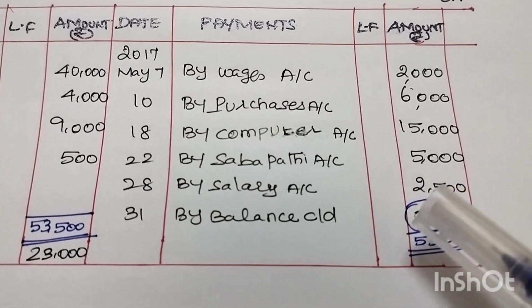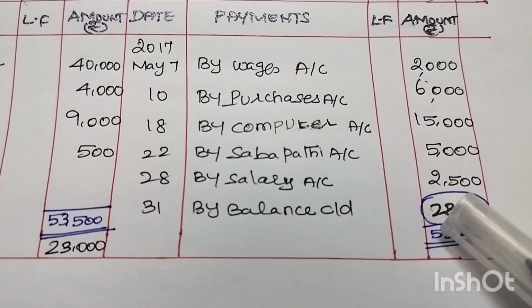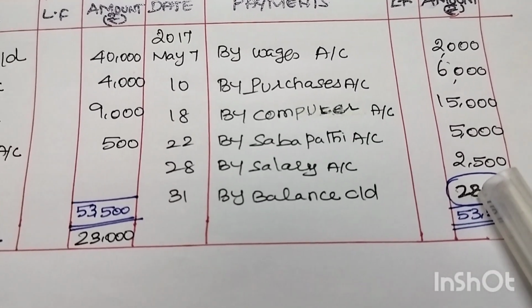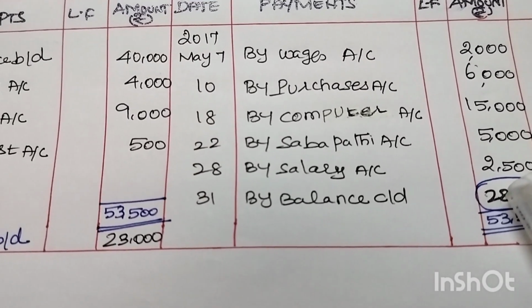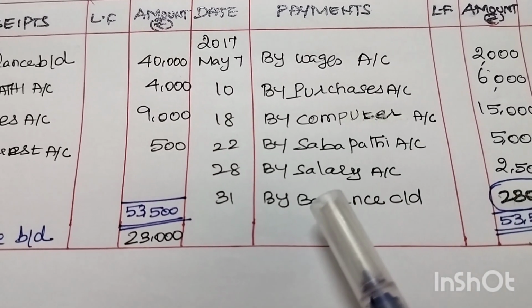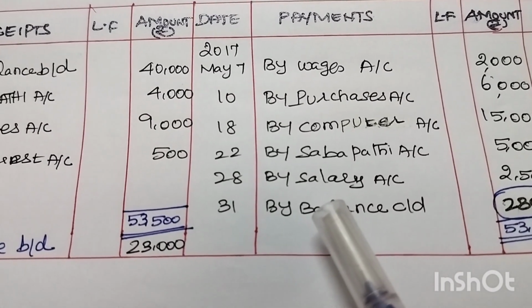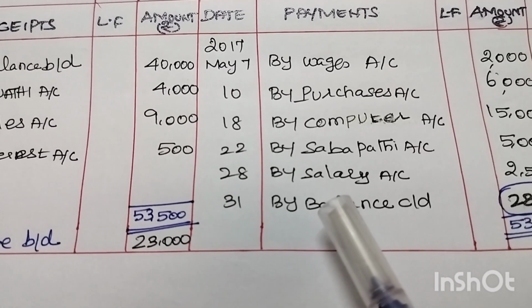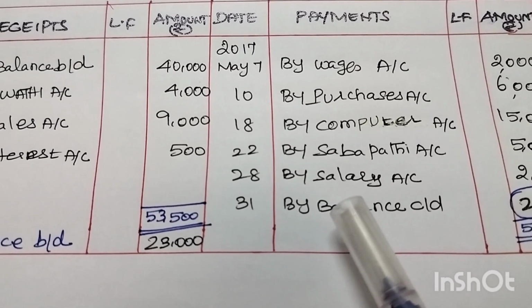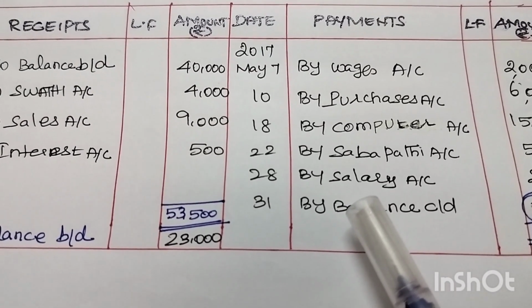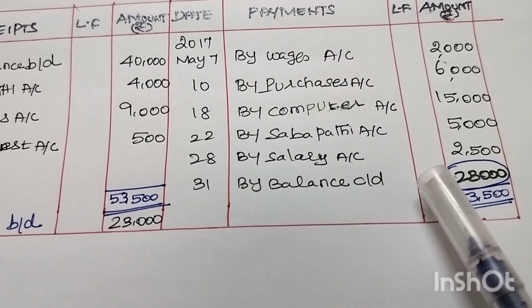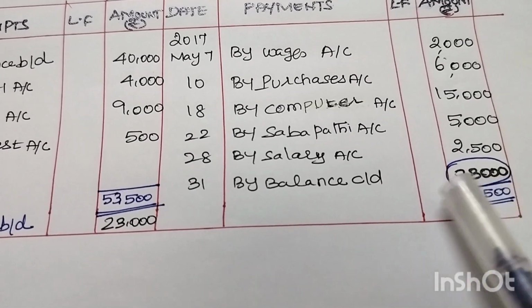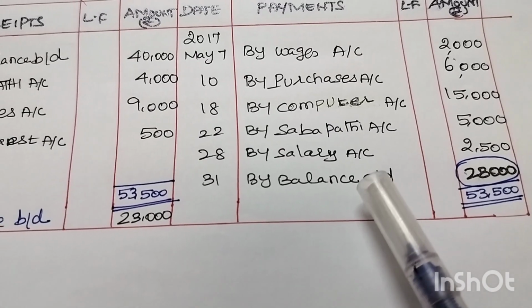Then you get 23,000. This is the difference. You have to enter the difference amount in the lesser value side, and balance carried down is to be entered in the credit side against the difference, and in the date column the last day of the accounting period is entered, which means May 31 by balance carried down 23,000. This is the closing balance of the cash account.